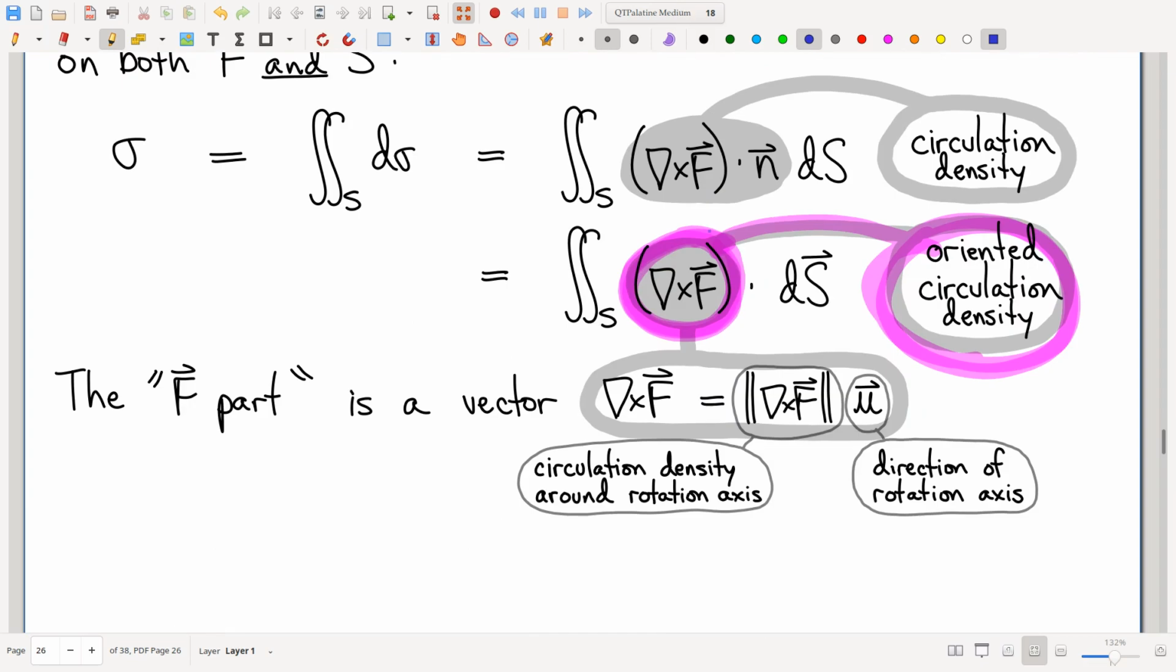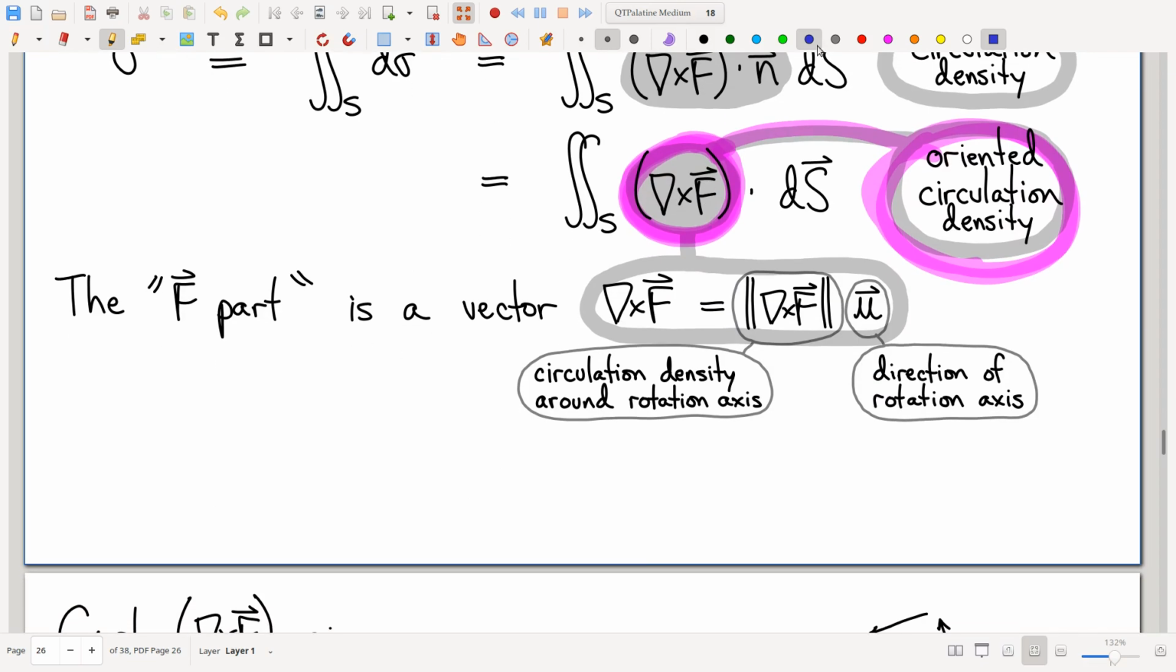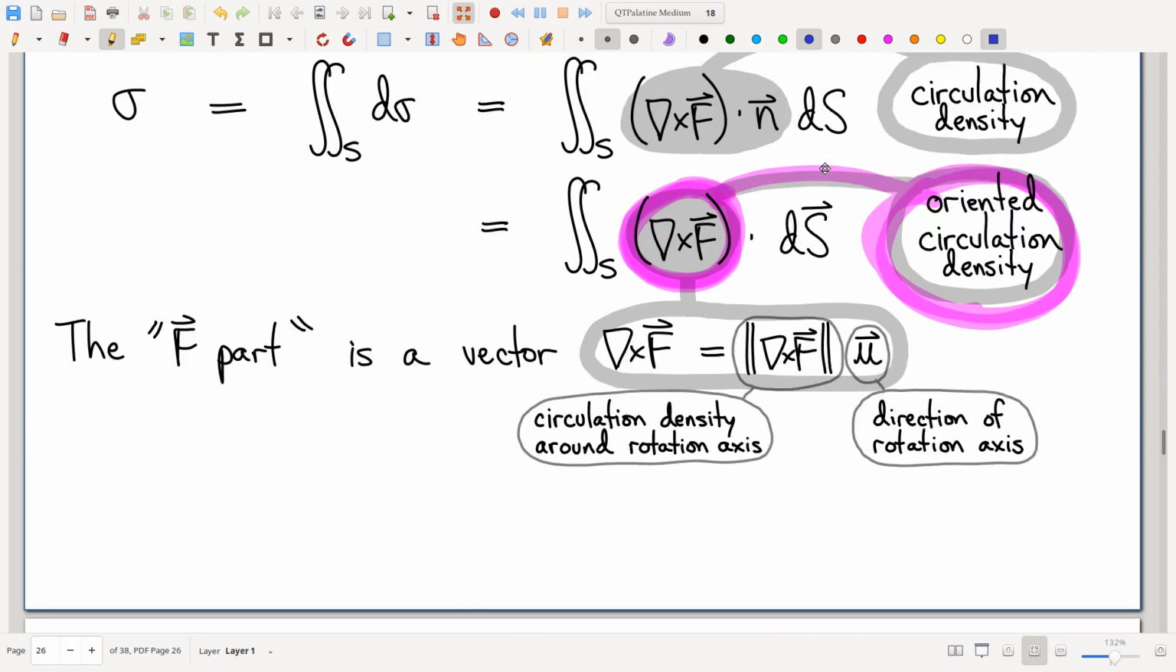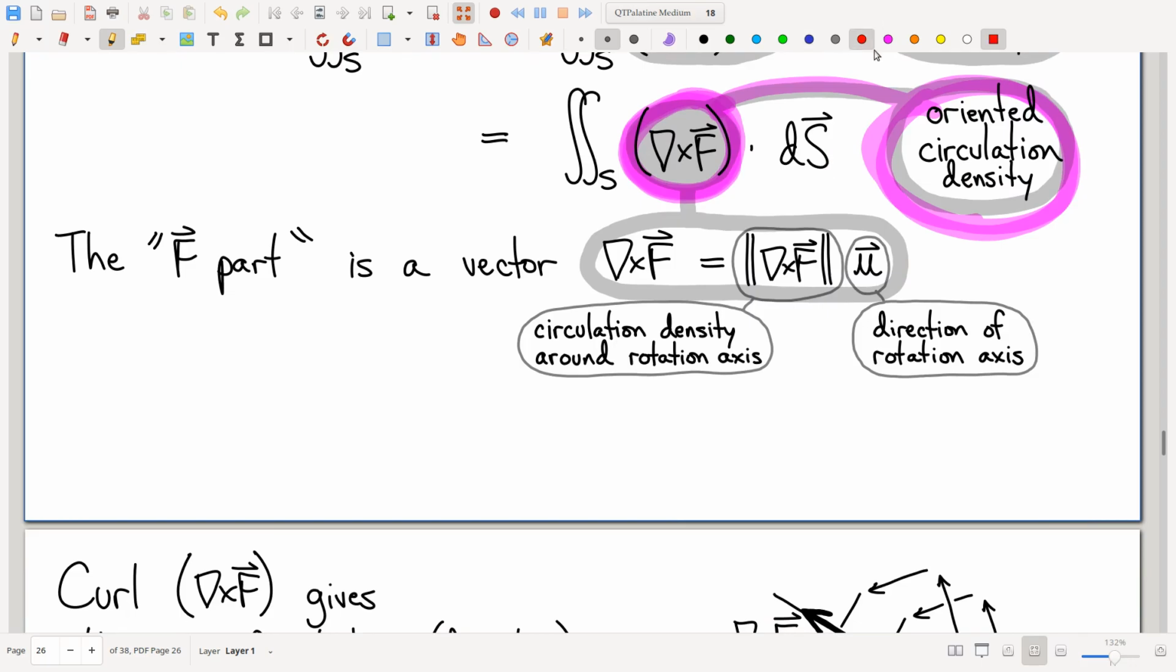Likewise, curl tells us two things. Red first. So it tells me how much of a rotation of the fluid there is. The magnitude of the curl is going to tell me how much the fluid is rotating. How strong is the tornado? And it's also going to tell me the direction. In particular, it's going to tell me what direction the axis points that the rotation is around.